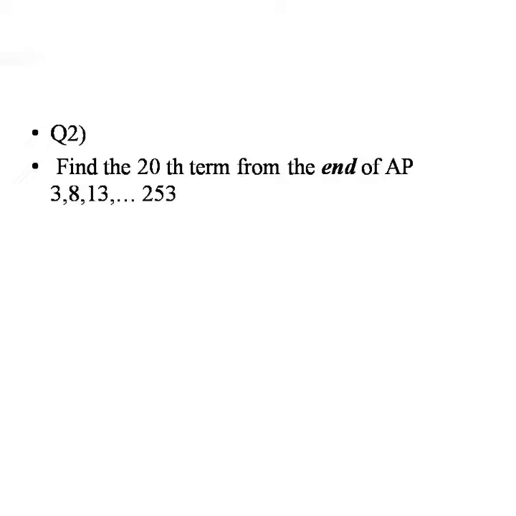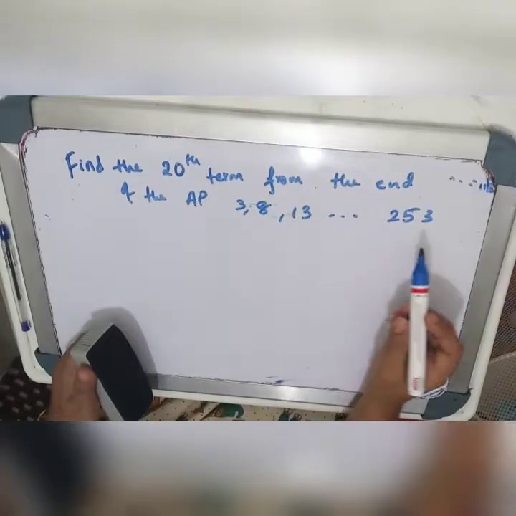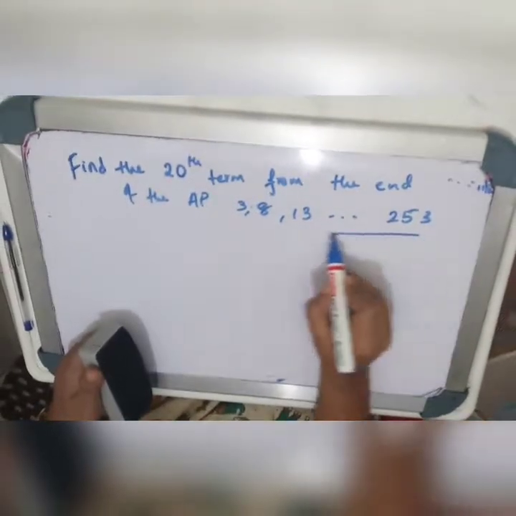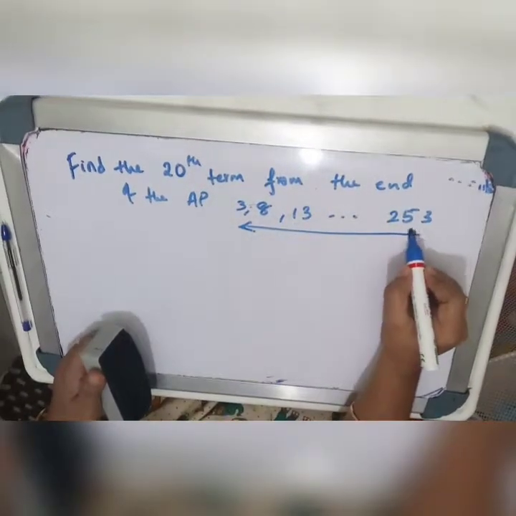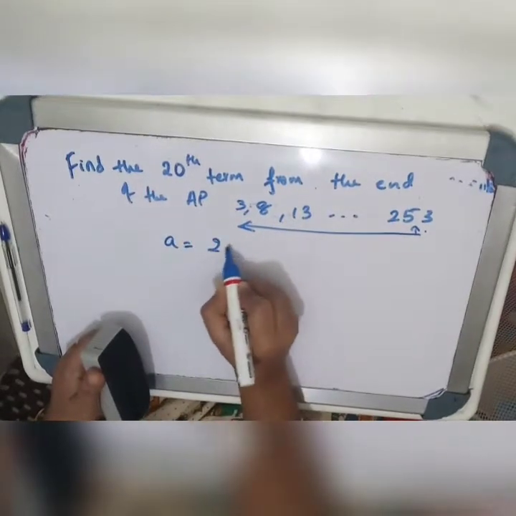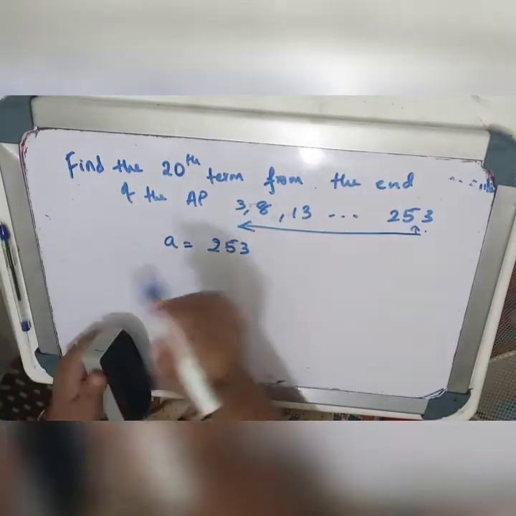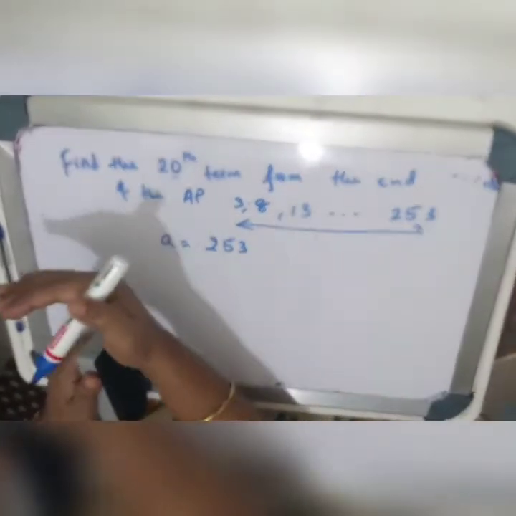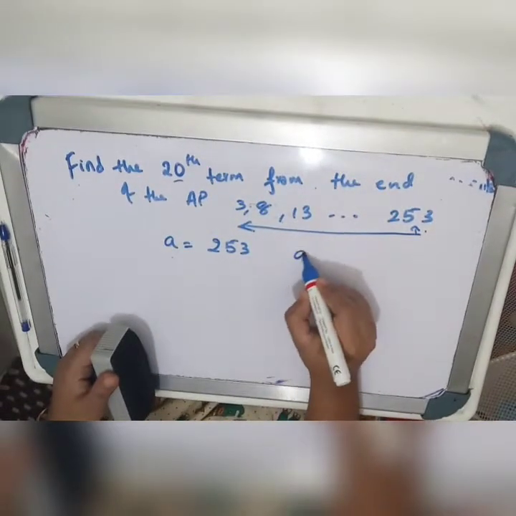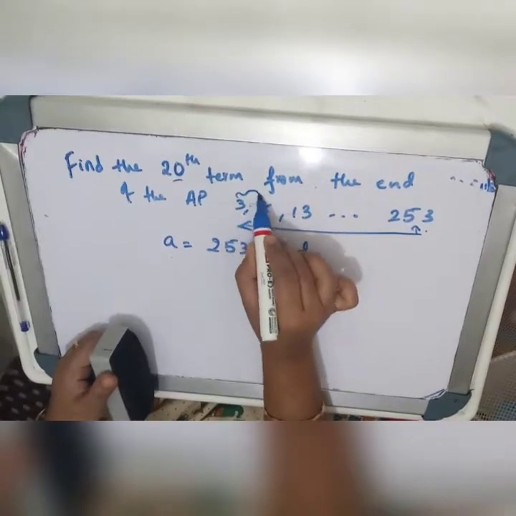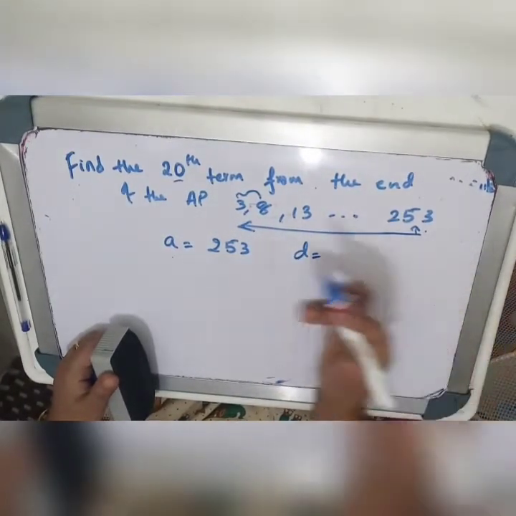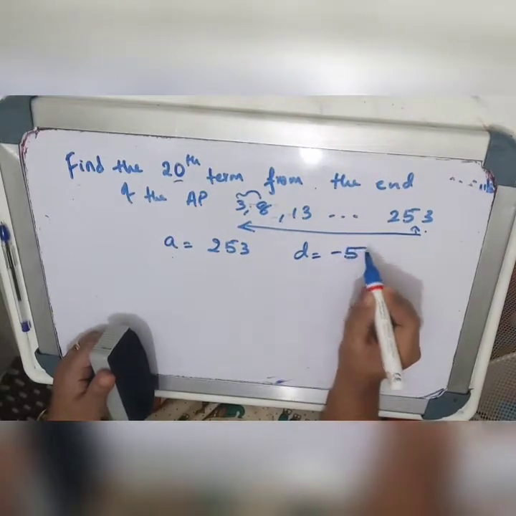Now the next question is, find the 20th term from the end of the AP given as 3, 8, 13 up to 253. So let's consider the AP in reverse direction. Considering the AP in this direction, we have the first term as 253. We take the last term as the first term because we are counting from behind. We have to find the 20th term from the end. That's why we are taking the AP in reverse direction. So A is 253. Now the common difference is 5 from the beginning, but when we are taking the reverse direction, D becomes minus 5.